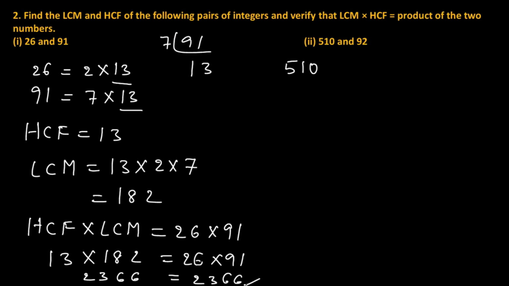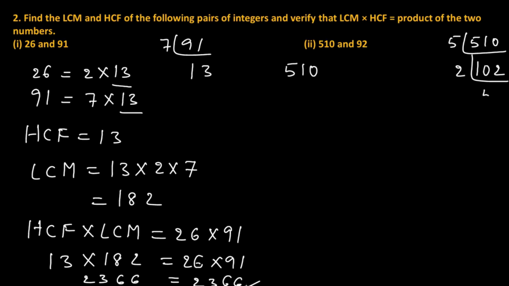510 and 92. For 510, if you do the prime factorization, in the unit digit you are seeing 0. So in the 5 table, 5 ones are 5 and then 0, 2s. Then you can do it with the 2 table also, 2 fives are 10, 2 ones are 2. Then the 3 table, 3 ones are 3 and 3 sevens are 21. So 510 you can write as 2 into 3 into 5 into 17.